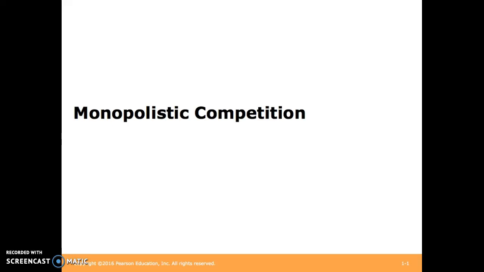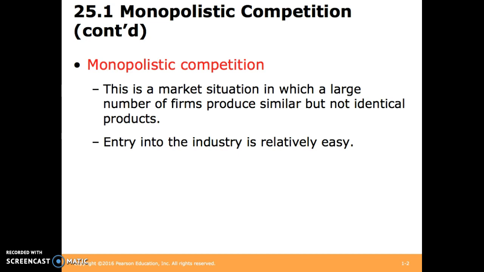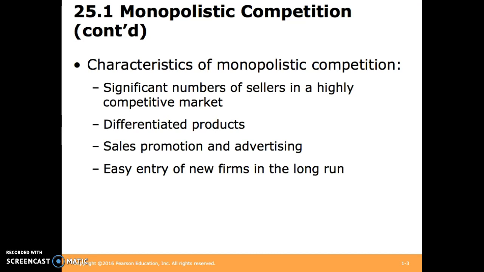This presentation discusses monopolistic competition. Monopolistic competition is a market situation in which a large number of firms produce similar but not identical products. Entry into the industry is relatively easy. Characteristics include a significant number of sellers and a highly competitive market, differentiated products, using sales, promotion, and advertising, and an easy entry of new firms in the long run.